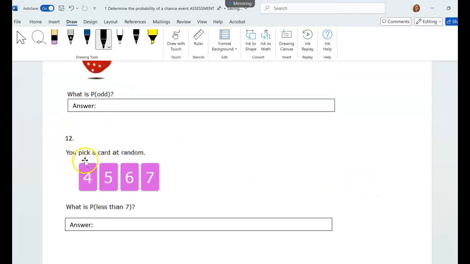Okay, number 12, you pick a card at random. What is the probability of picking a number less than 7? Now, you're going to have to think about that. What cards are less than 7? Less than 7. Your answer needs to be written as a fraction.